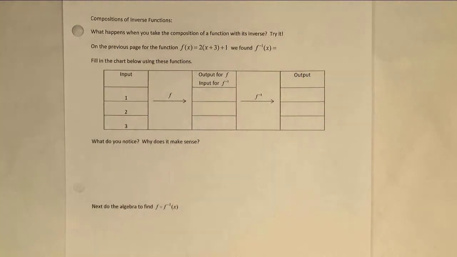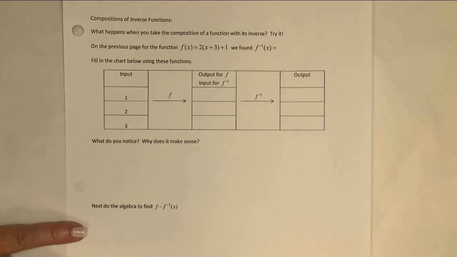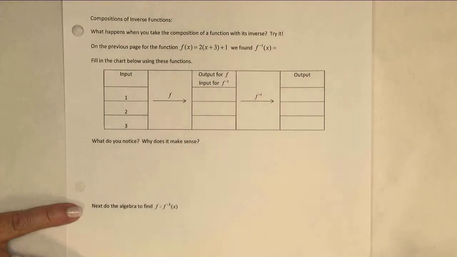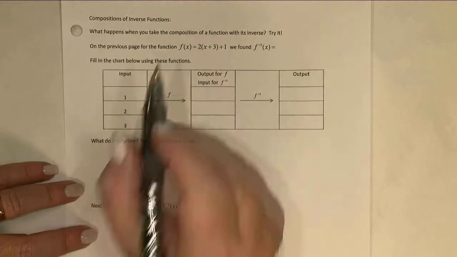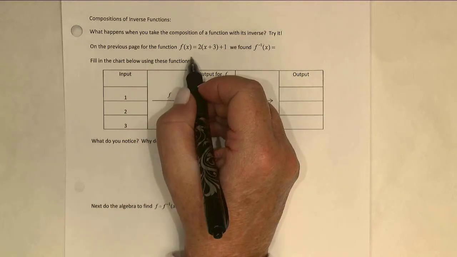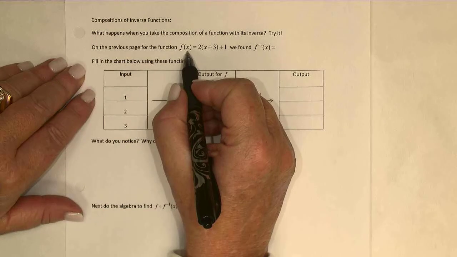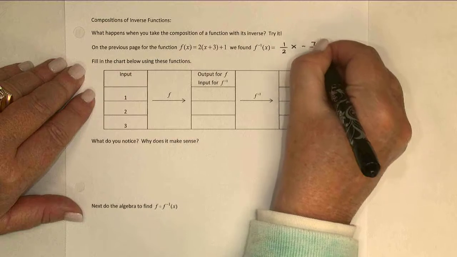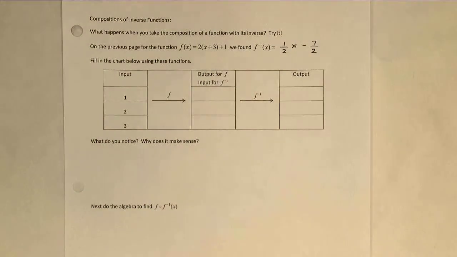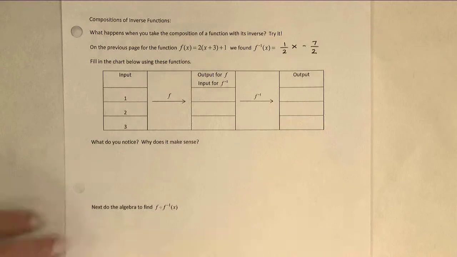I also want to talk a little bit about the algebraic relationship between a function and its inverse. The question we want to ask is, what happens when you take the composition of a function with its inverse? So remember compositions from our last section, 2.4. In one of the examples that we just finished, we found that the inverse of this function was 1/2 x minus 7/2. This is the first example on the previous page. Let's fill in the chart using this function and this inverse.